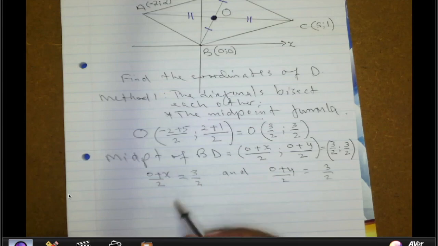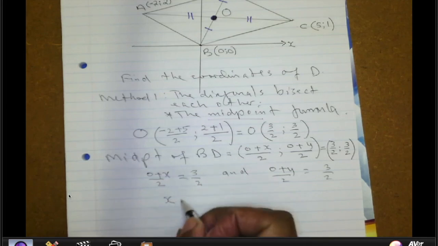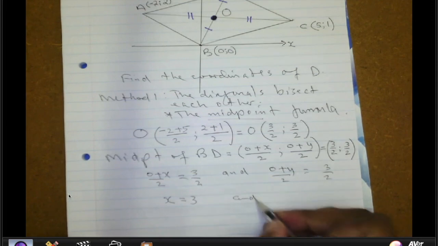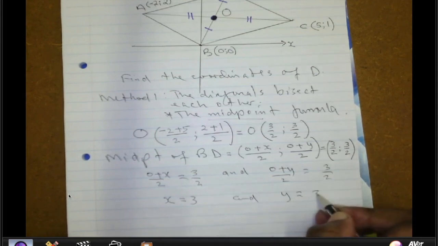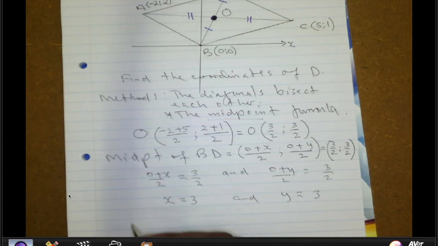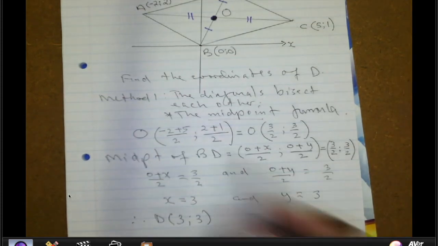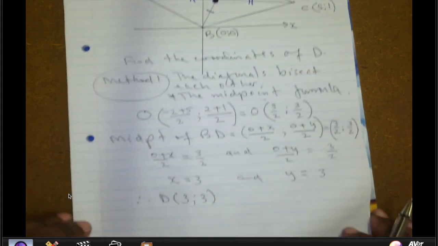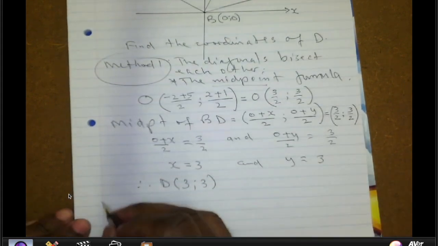Right, if you solve this, this should give us x is equal to 3, and that should give us y is equal to 3. Therefore, the point D should be 3, 3. So these should be the coordinates of point D. Now, this is one method of working out the coordinates of that point. Let's look at the second method quickly.